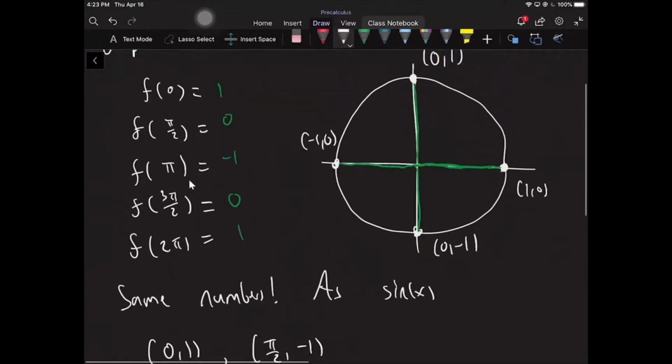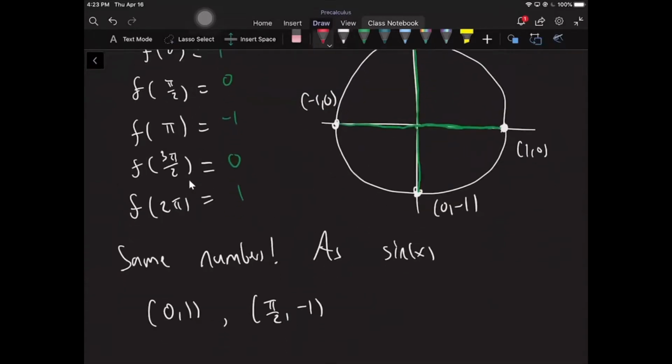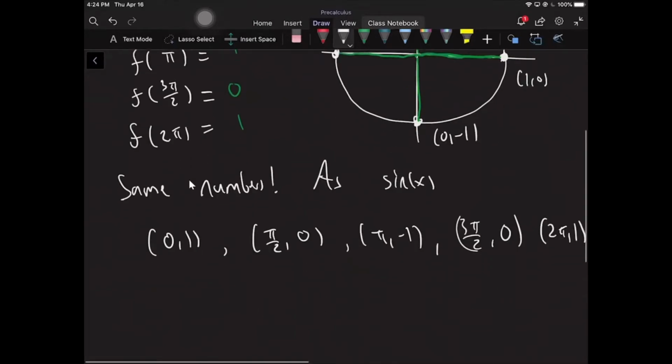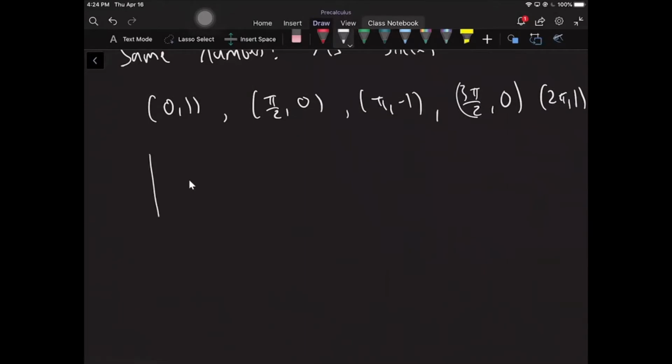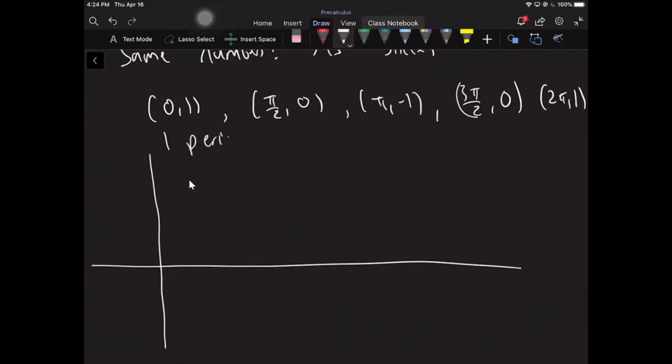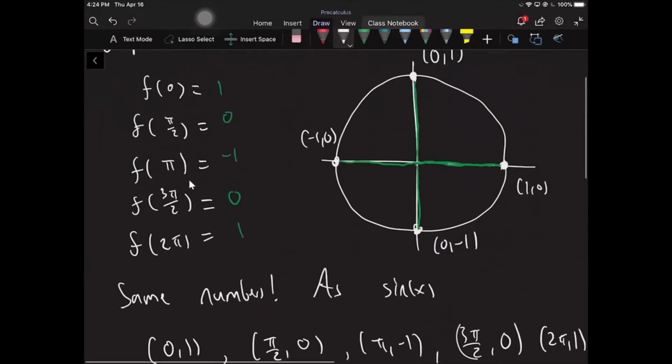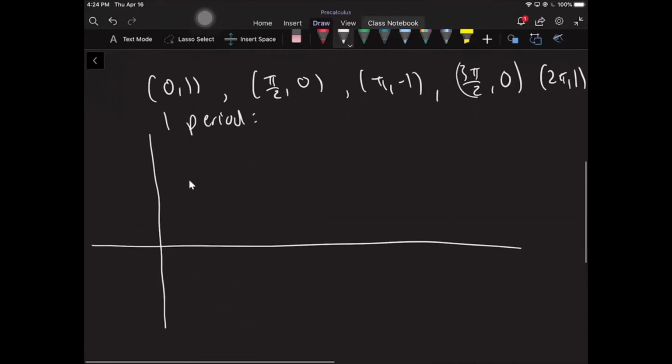So these are the points we're going to get. Sorry, that's the wrong one. And then pi comma negative 1, and then 3 pi over 2 comma 0, and then 2 pi comma 1 by plugging in those points. So let's go ahead and graph one period. So one period of cosine of x is just how long it takes to repeat itself. So going around the circle once gives you these 5 points, and then after that it repeats itself, so we're just going to do those 5 points.